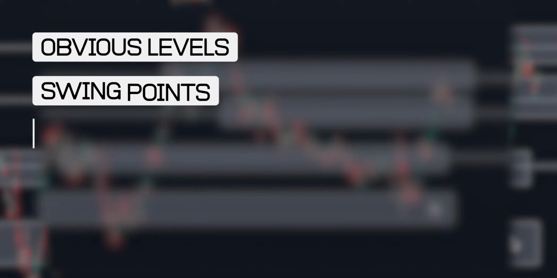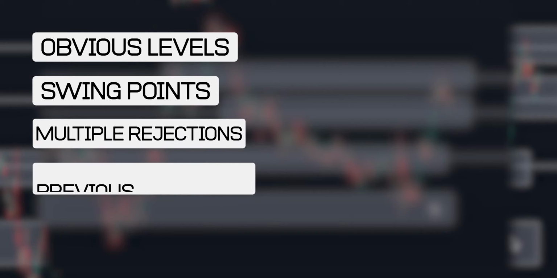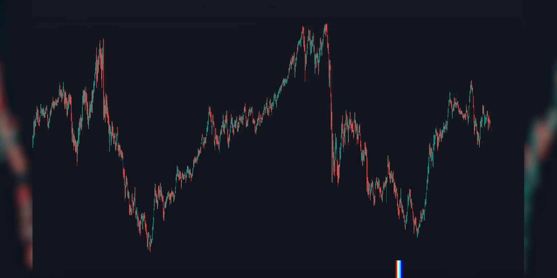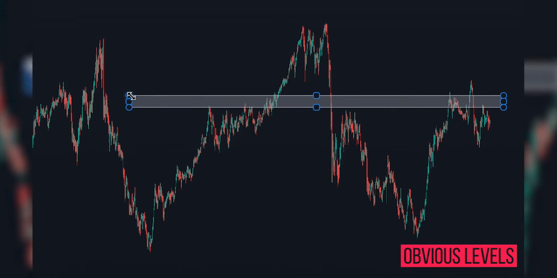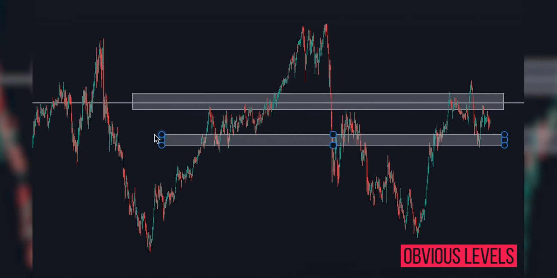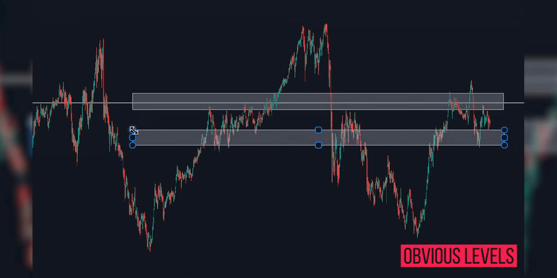These are obvious levels, swing points, multiple rejections, an area being used as dynamic SR before, and strong momentum away from an area. Now, let's take a look at our criteria, starting first with obvious levels. The first factor is looking for obvious levels in the market. You need to remember that there are no brownie points for finding the most obscure levels in the market, and that you need to be focusing on the levels that a lot of market participants are also identifying, so that there are a large number of market orders placed at these levels.